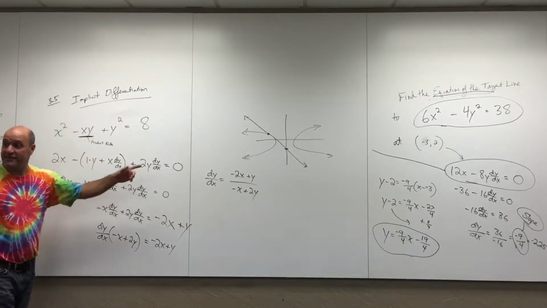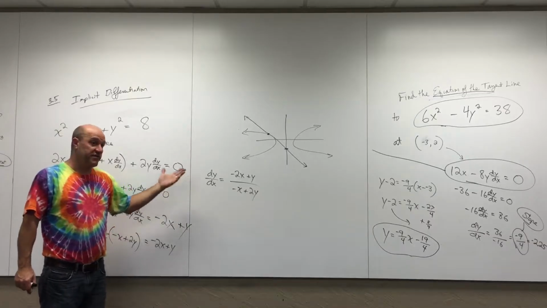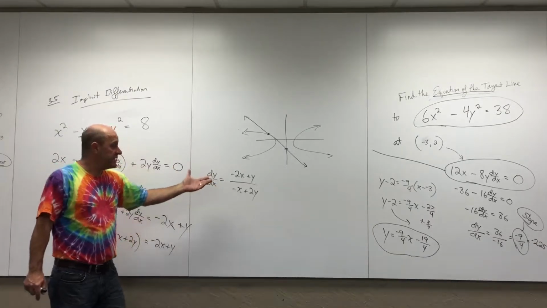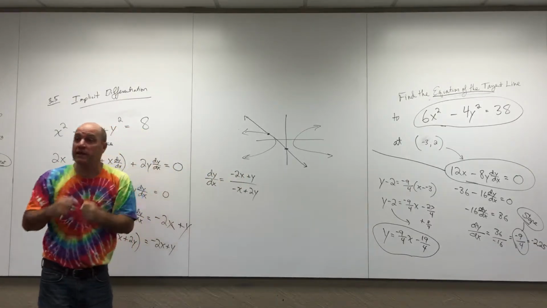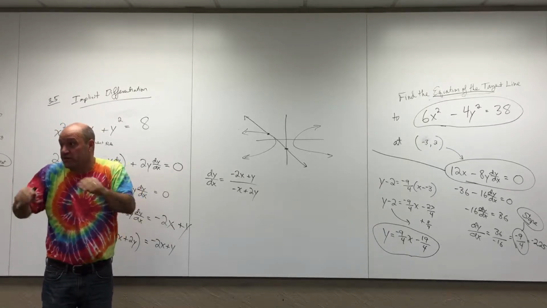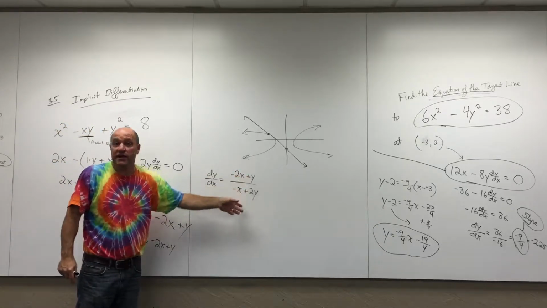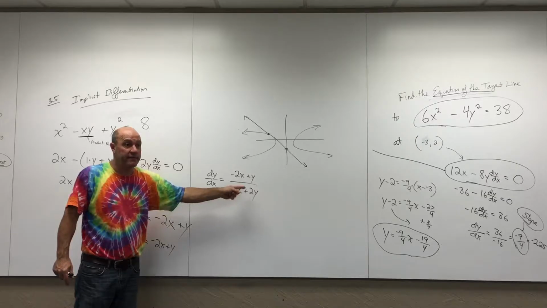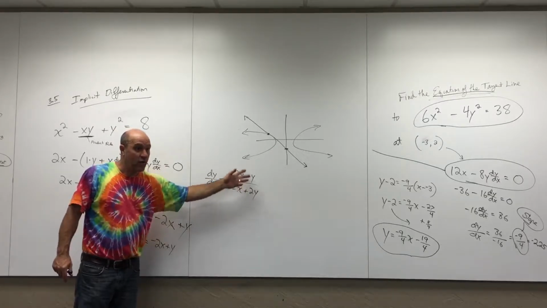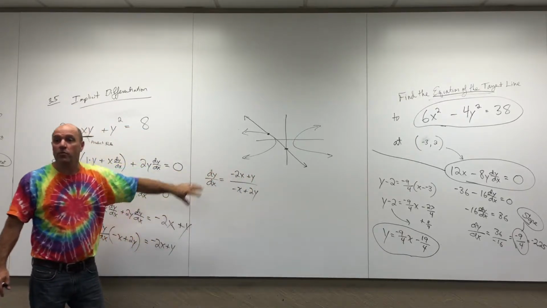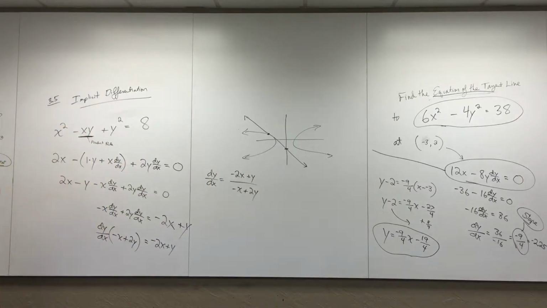Your derivative itself is just a formula for the slope of the tangent line. If you had a point to plug in, you need both coordinates, an x and a y coordinate. You could plug it in and get the slope at any point.